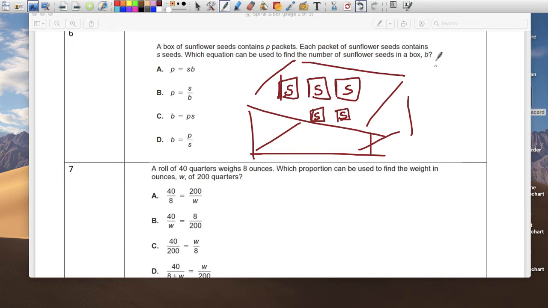Well, the box is going to find how many sunflower seeds. We're going to multiply the seeds times the packets, right? In each packet there's a certain amount of seeds, and if we multiply it times the packets, the total is going to be S times P. B is the total, so B equals SP. Is there anything that looks like that? Yes, there is.